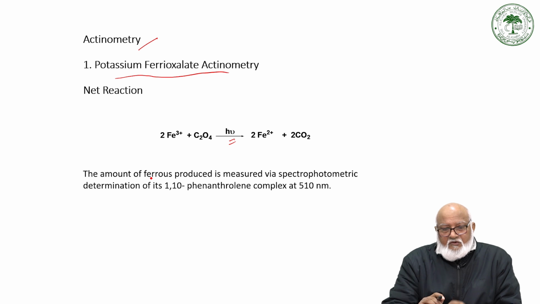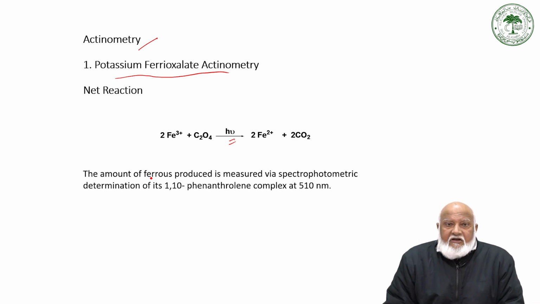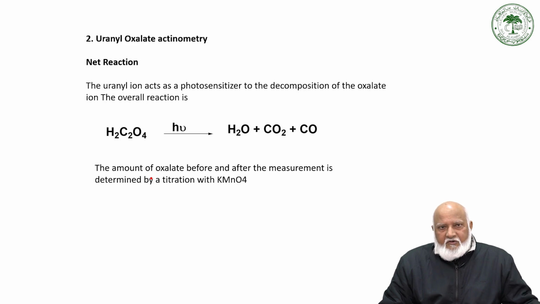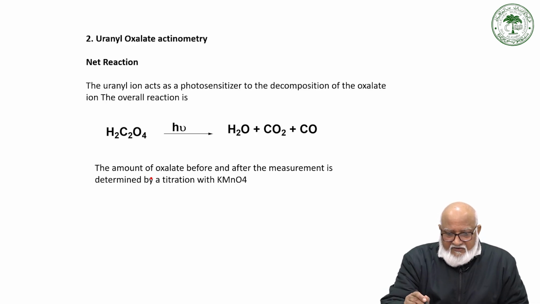Then this actinometry experiment is to be carried out in the same photochemical reaction vessel in which the photochemistry of any organic compound is determined, because the glass is very important, the thickness, the length, width, and so on and so forth. So, the actinometry experiment has to be carried out in the same glass equipment where the photochemistry of any organic compound is determined. The second actinometer is the uranyl oxalate actinometry.